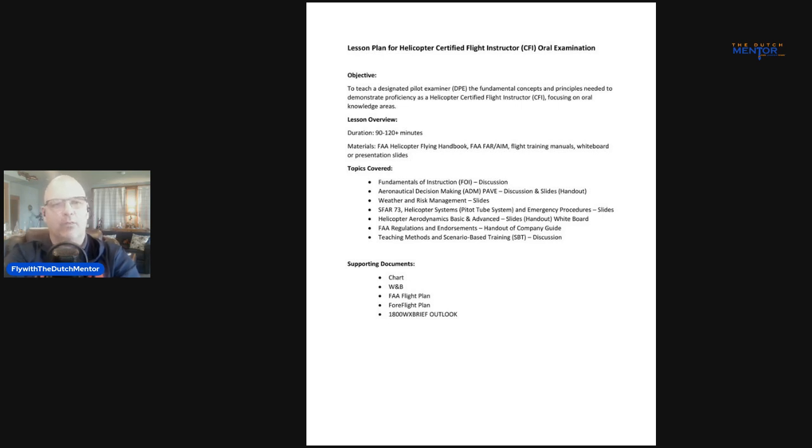And then in the back end, we're going to utilize what we call a teaching methods and scenario-based training model, where we will present a couple of different models, including a trip from Stewart Air Force Base to Albany and all the things that go into effect. Some of the supporting documentation that we will be utilizing are, of course, VFR and helicopter charts, and weight and balance for the particular aircraft on that particular day and configuration.